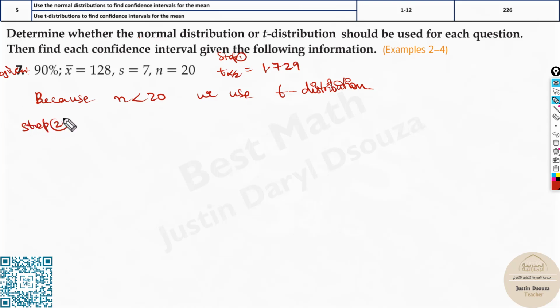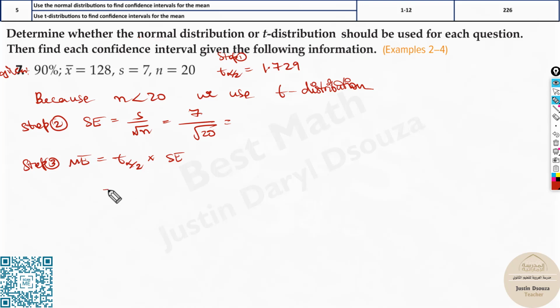So step 2, here what you need to do is the same thing we had done before. It is the standard error. SE, I'm just going to write SE, that is equal to, now it's not sigma because we have only the sample, that is s over square root of n. Now we have 7 divided by square root of 20. We can just put it in the calculator and get it. What about step 3? It's the margin of error, right? Margin of error is given by this t value, the critical value basically, multiplied by step 2, whatever you get over here, that is SE. So that'll be 1.729 multiplied by something.